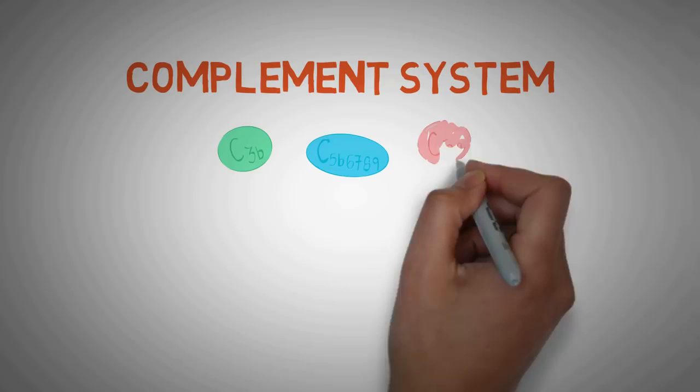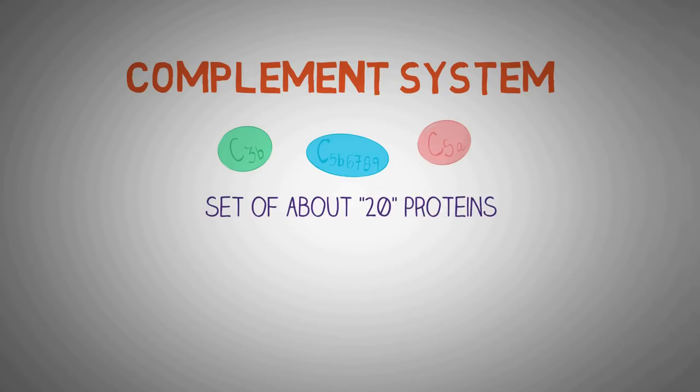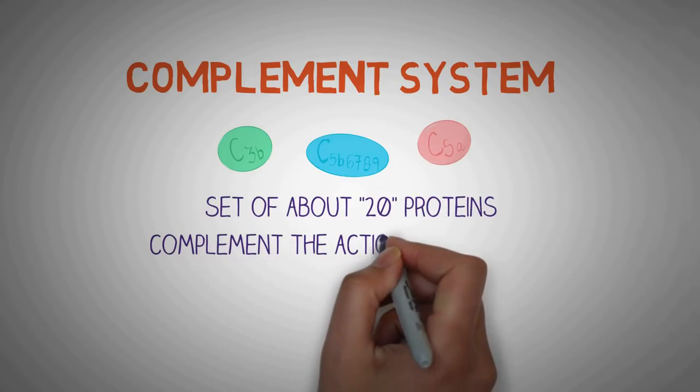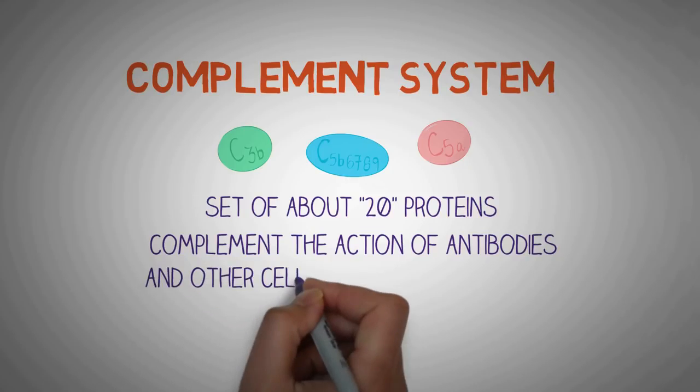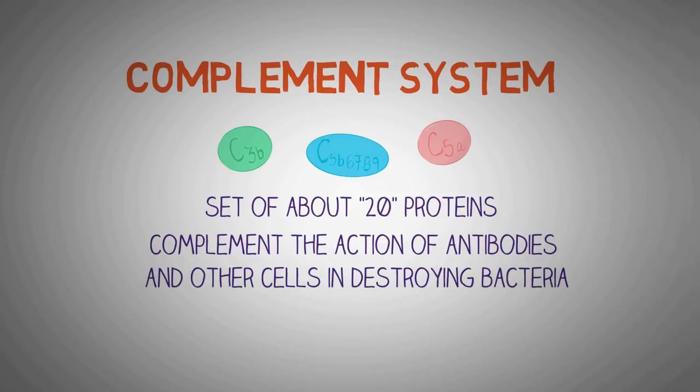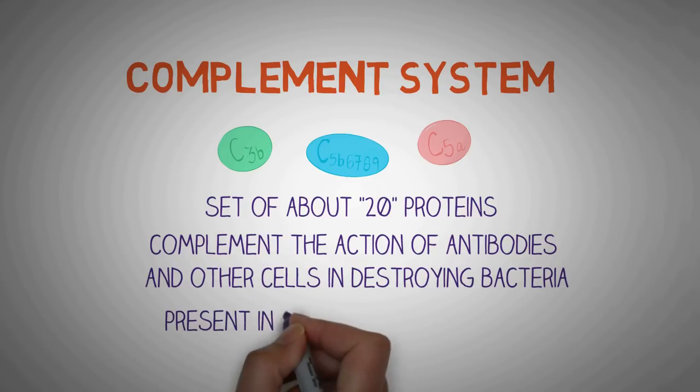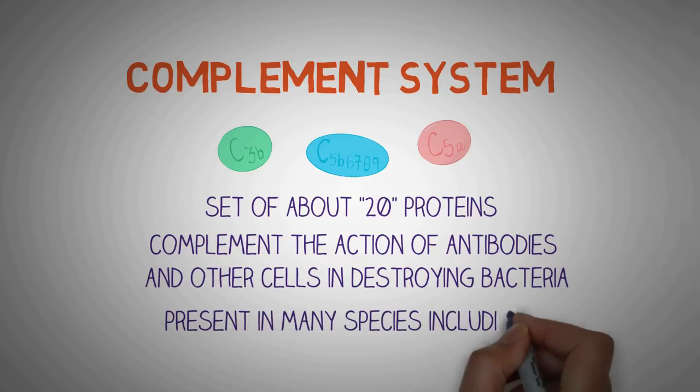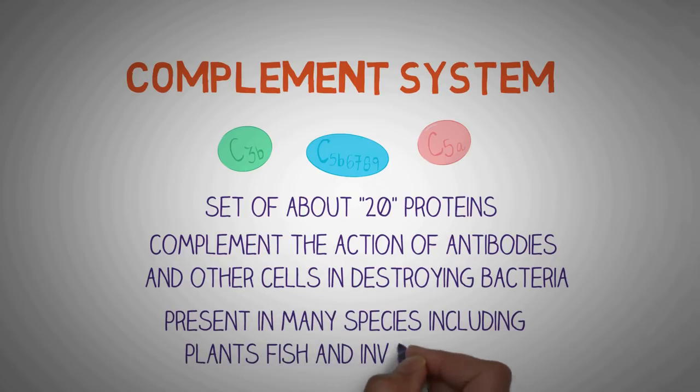The complement system is a set of about 20 proteins, and it is known as the complement system as it complements the action of the antibodies and other cells in destroying the pathogens. Meaning the complement system helps the antibodies and other immune cells to destroy the invading microbes. Many species have complement systems, including non-mammals like plants, fishes, and some invertebrates too.